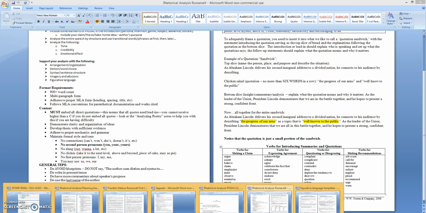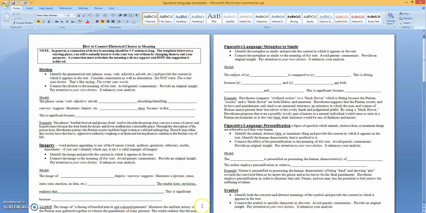I also added another document that has templates on how to embed evidence, and it is called the figurative language template. This is really helpful if you're talking about figurative language as far as the rhetorical strategies.